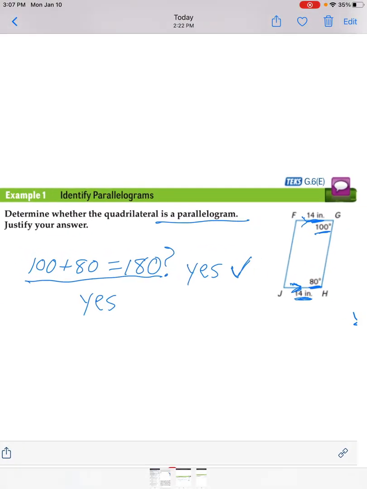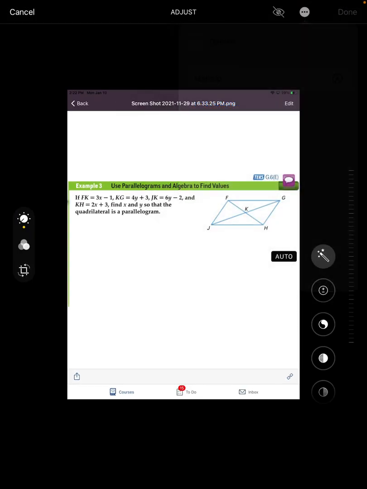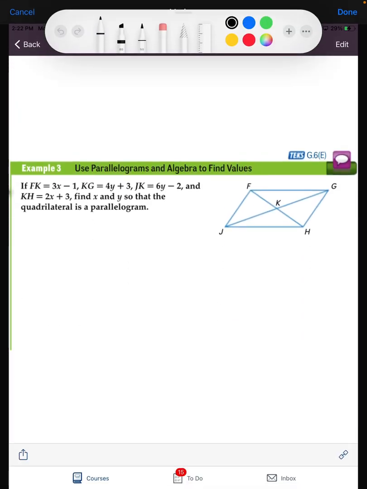Let's look at one more. So if FK equals 3x minus 1, so I'm going to mark our figure here. FK is 3x minus 1. KG is 4y plus 3. JK is 6y minus 2. And KH is 2x plus 3. So we want to find x and y so that the quadrilateral is a parallelogram.